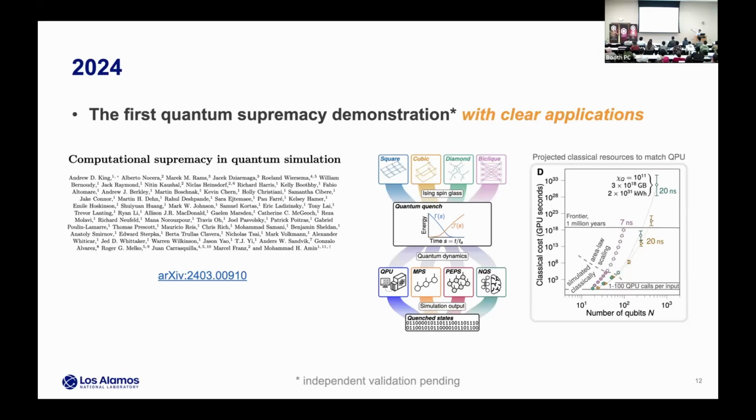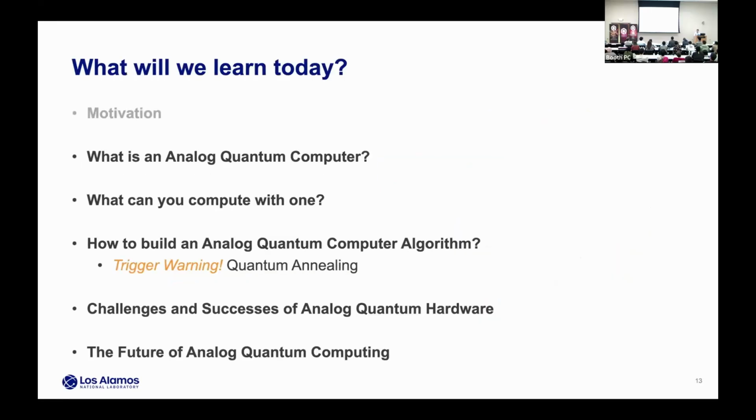This paper, you can see the key figure on the right. It suggests that right now on an analog quantum computer, you can do a computation that would take 1 million years on the largest classical computers we have today. Seems crazy, right? Oh, we got a question.